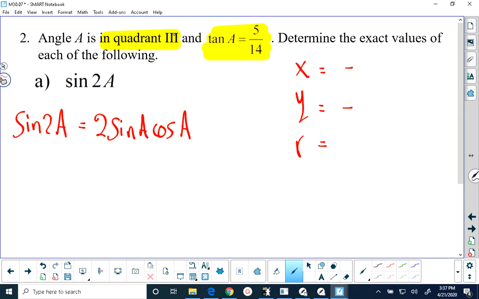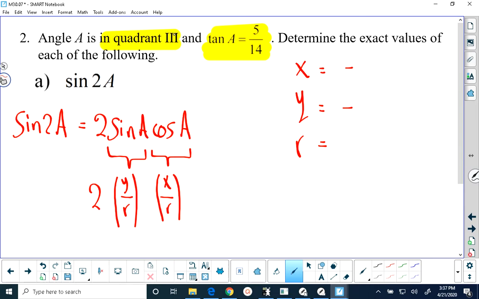Well, sine of A will be y over r. This is very similar to what we did yesterday. Cosine of A will be x over r. In fact, everybody, and then we have the 2 here. What we did yesterday was more complicated than this, because there was an angle A and an angle B, and we had to make sure that we knew which x, y, and r we were referring to when we calculated the sine or the cosine. Here we don't have to do that because they are all of angle A.